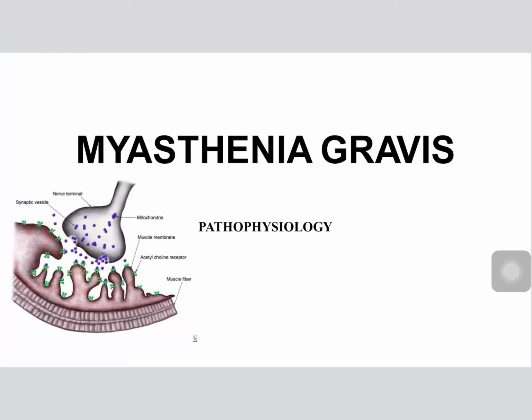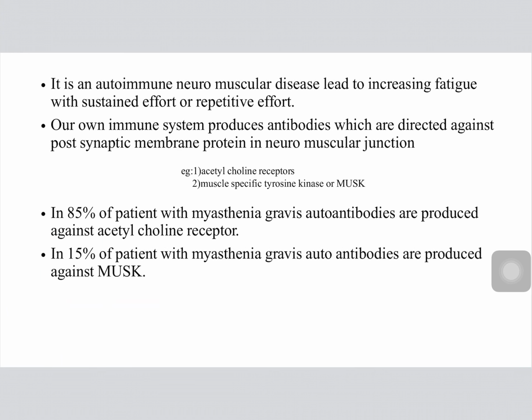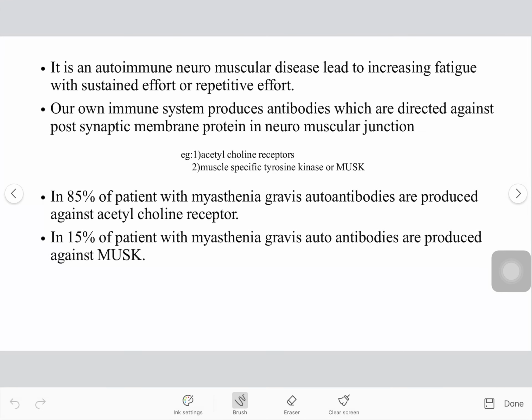Hello guys, today I will be discussing the myasthenia gravis pathophysiology, and I will try to make it simpler. Myasthenia gravis is an autoimmune neuromuscular disease that leads to increasing fatigue with sustained or repetitive effort. Take note of this one.